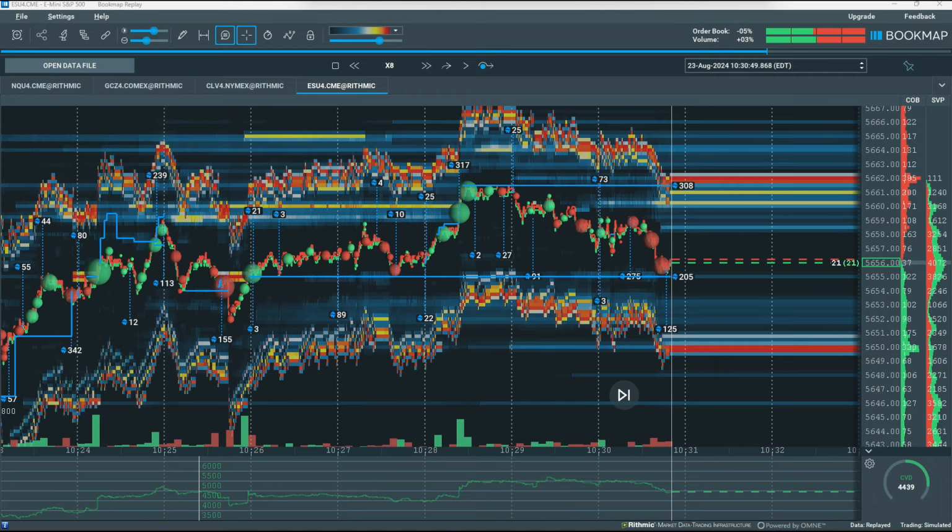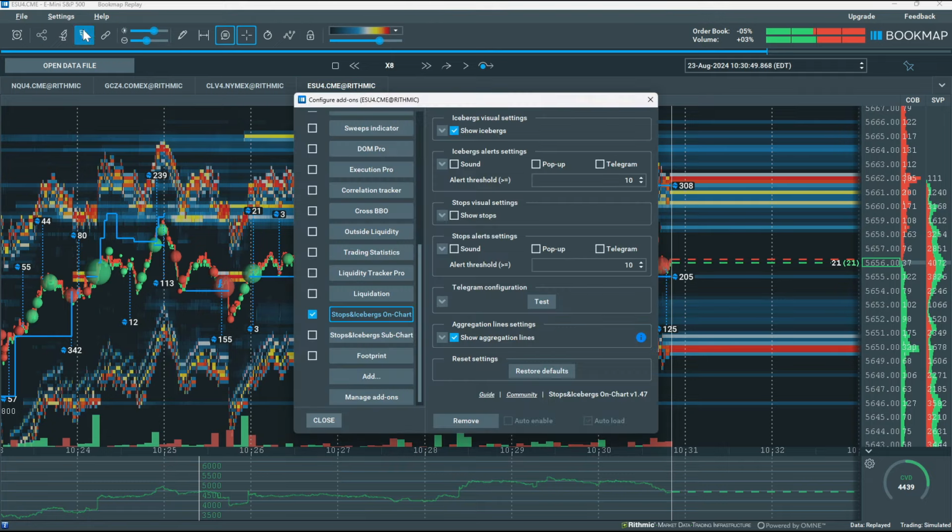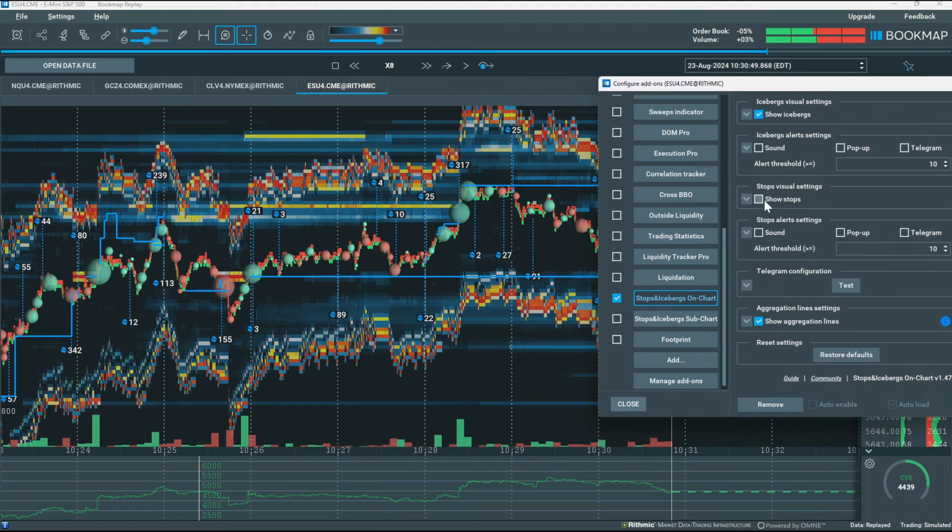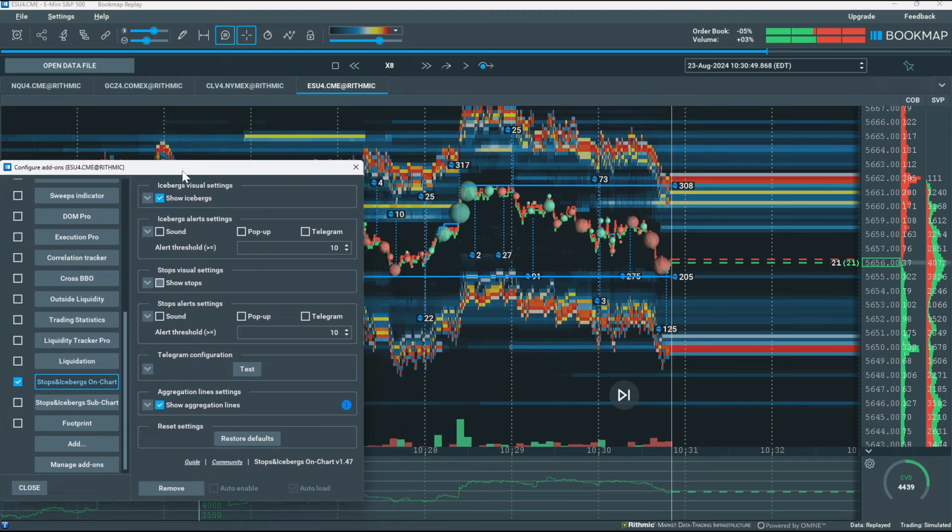So now that we know how to use the Iceberg Indicator, we know what Iceberg Orders are, we're going to go into the settings, and that's going to be in the top left under Configure Add-ons. We're going to come down to the Stops and Icebergs on chart and make sure we have that checked off so it's on. Now, me personally, I like to keep the show stops off. I don't feel like they are as necessary as an iceberg order. The icebergs show much larger and aggressive orders.